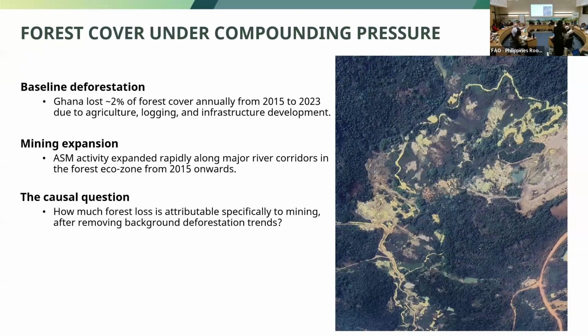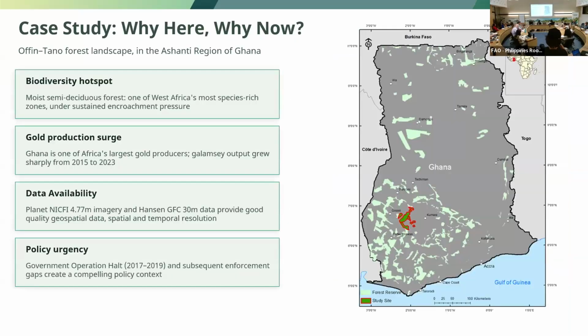And so we would say that Ghana has lost just about 2% of forest cover annually from 2015 to 2023 due to other drivers, including small-scale mining. The small-scale mining activity has expanded along major river corridors and forest ecosystems from 2015 and onwards. And so, like I said, the question is how much forest loss can we attribute specifically to mining after controlling for the other external factors.